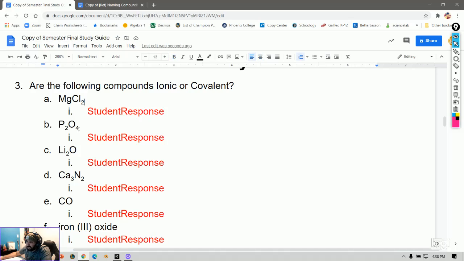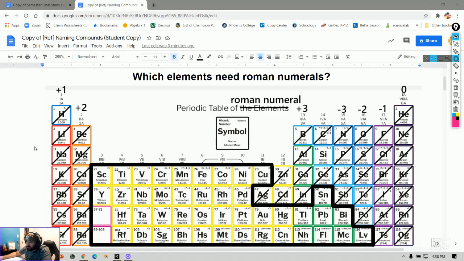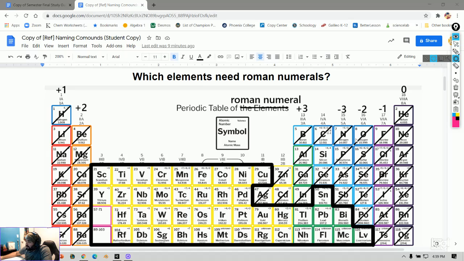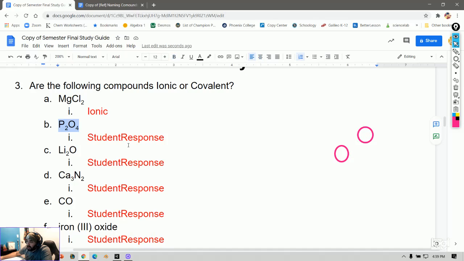So let's identify some of these, right? Magnesium and chlorine. Well, magnesium is here and chlorine is here. That's a metal and a non-metal. We would call that ionic. Phosphorus and oxygen. I would find those here. That's 2 non-metals. We would call that covalent.